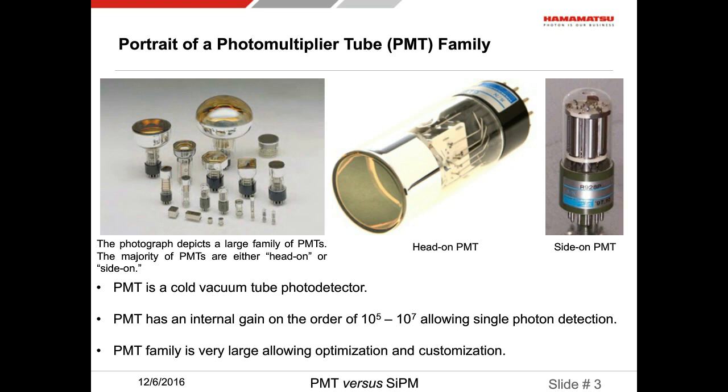Welcome to the PMT family. On the left picture here, we see many members of this photodetector family. PMT is called a vacuum tube technology. It comes in a great variety of sizes, ranging from several inches across the photocathode, which is the part of it sensitive to light, to an inch or less. There are two major architectures of PMTs, head-on, which I'm pointing to now, and side-on.